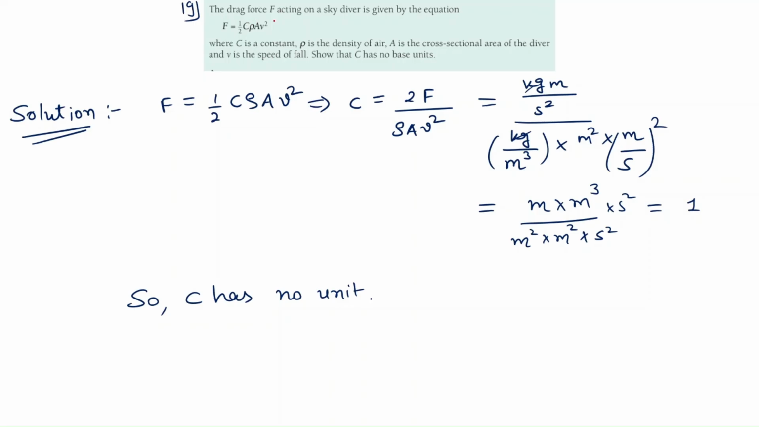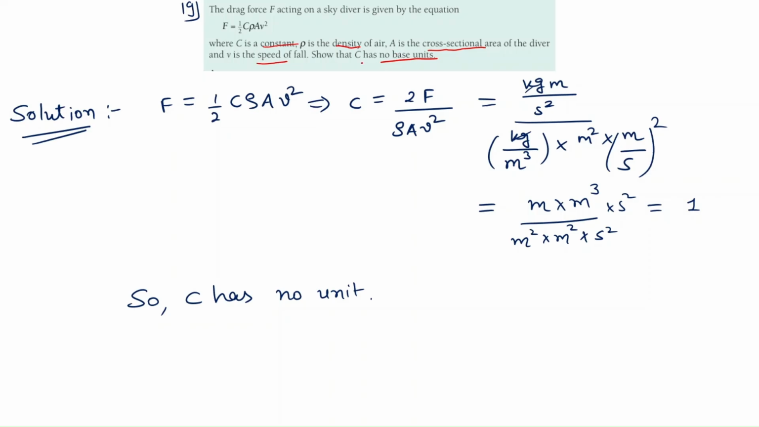Question number 19. The drag force F acting on the sky diver is given by the equation F equals 1 by 2 C rho A V square, where C is a constant, rho is the density of air, A is the cross-sectional area of the diver, and V is the speed of fall. Show that C has no base unit.